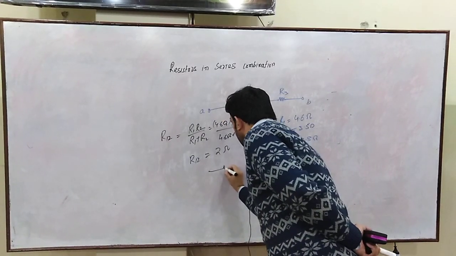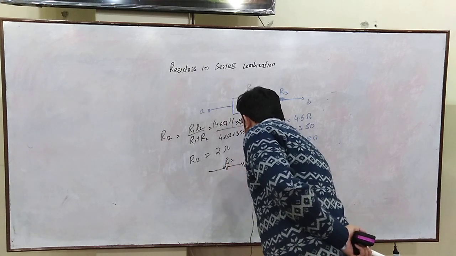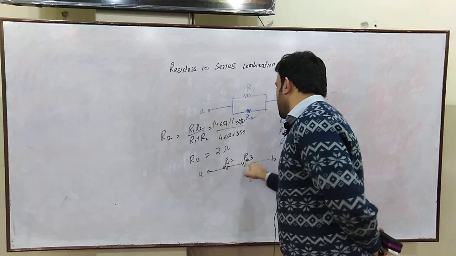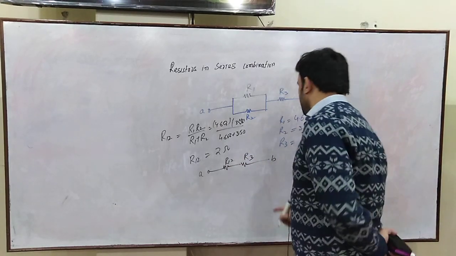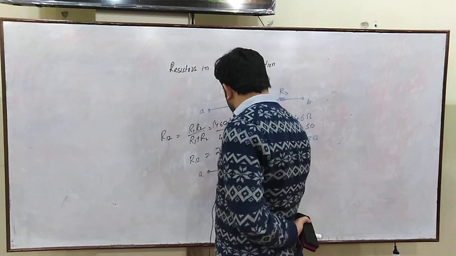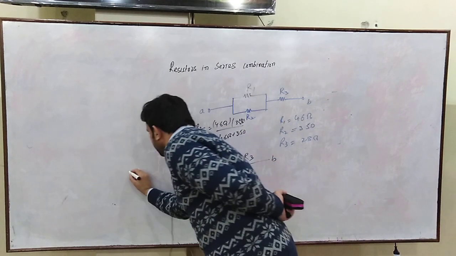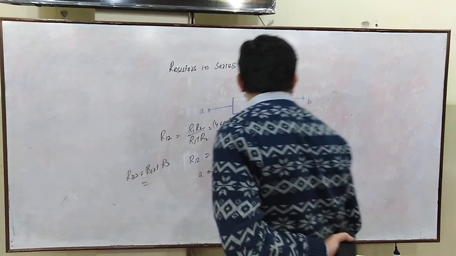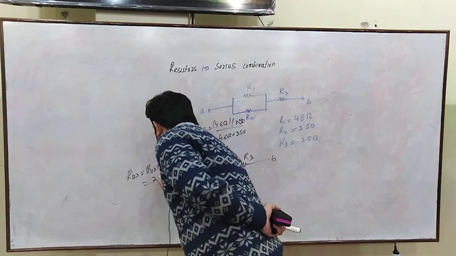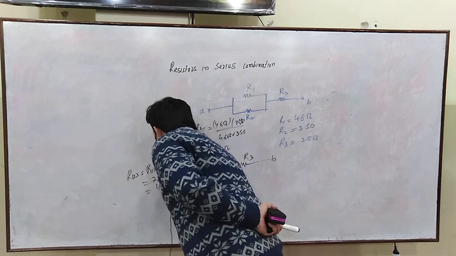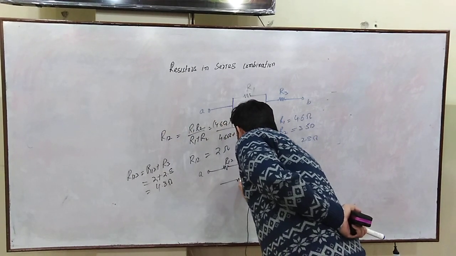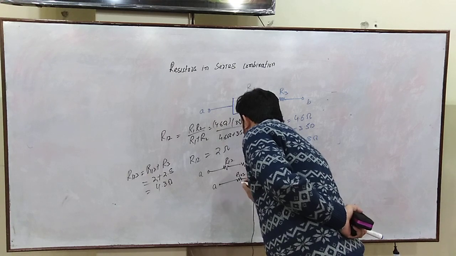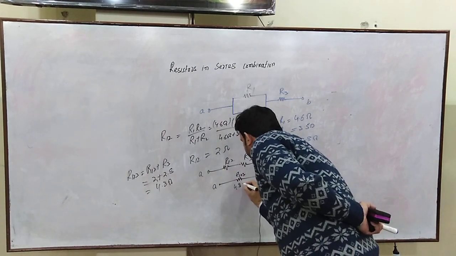Now we can see R12 and R3 are in series combination, and in series we add up the resistance. So the R equivalent, R123, would in this case be R12 plus R3, and R12 is equal to 2 ohm, R3 is 2.8 ohm. So the total resistance would be 4.8 ohm. So the equivalent resistance of this circuit is 4.8 ohm.